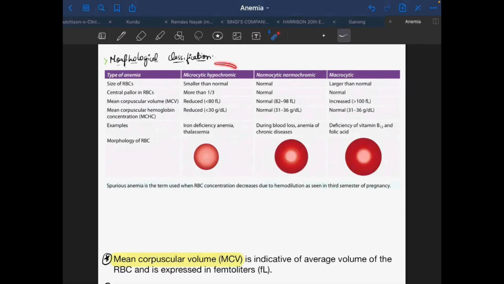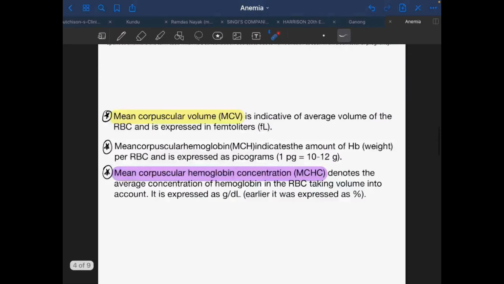The best example for microcytic hypochromic anemia is your iron deficiency anemia. The normocytic normochromic anemia is generally seen in case of blood loss or hemorrhage. Macrocytic anemia, the best example is your vitamin B12 and folic acid deficiency. So this is in short about the morphological classification of anemia.